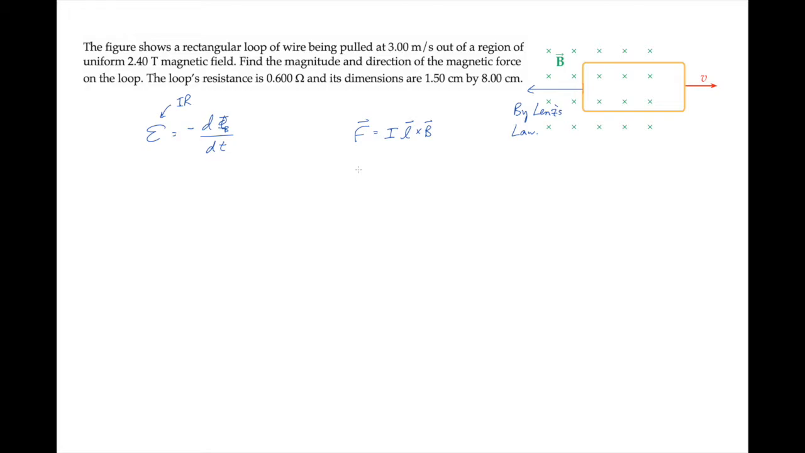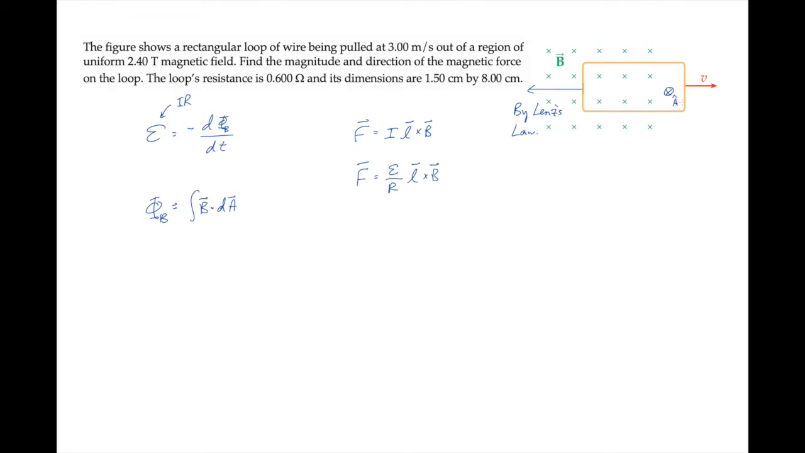Let's find the magnitude and direction of this force using the expression I L cross B. The first thing we can do is replace the current I with the EMF divided by the resistance R. And then we can find the EMF using Faraday's law. For that, we need to know the magnetic flux through the loop area. The magnetic flux, phi sub B, is the integral of the magnetic field over the loop area. I'll choose the direction of the loop's area to be into the screen, in the same direction as the magnetic field, so that dot product is positive.